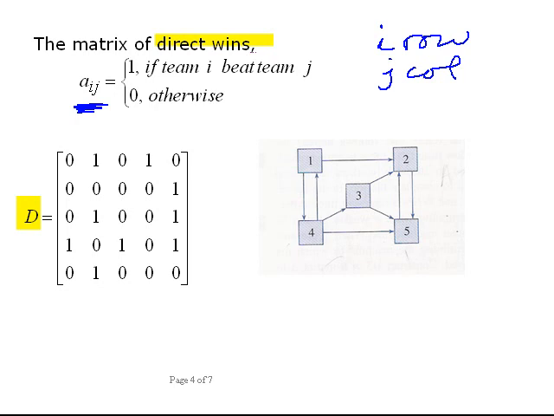aij becomes 1 if team i beat team j. So each one of these rows is a team. Here's team 1, team 2, these are the i's, team 3, 4, and then team 5, of course. And the columns are also the teams, team 1, 2, 3, 4, 5. Now if team 1 beat team 1, well, you don't get a point for playing against yourself, so that's a 0. But team 1 did beat 2. See, there's an arrow like that, so there's a 1 here.